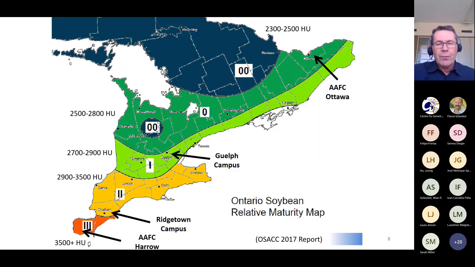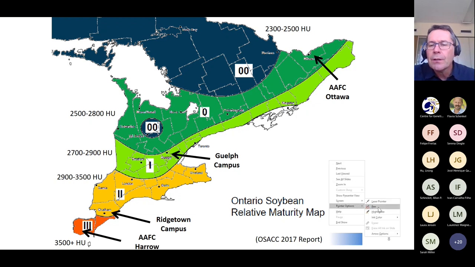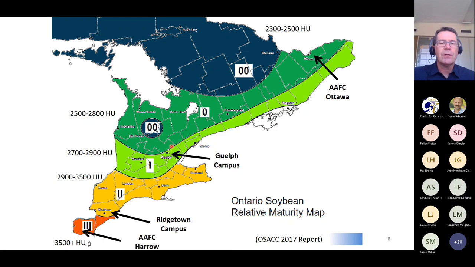So this is the map of Southern Ontario. It may also explain to you why we have 2 soybean breeders at the University of Guelph. It's a very large area. Let me just get my laser pointer. Okay, so it's a very large area. So, here's the Guelph campus where we are all located right now. And there's the Ridgetown campus about 2 hours drive southwest of Guelph.